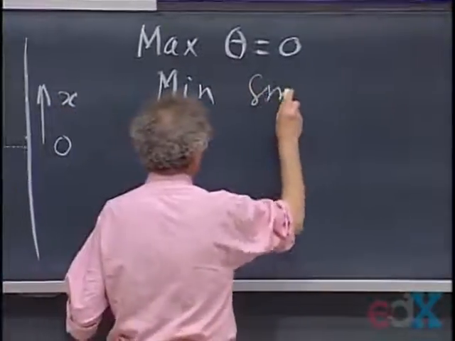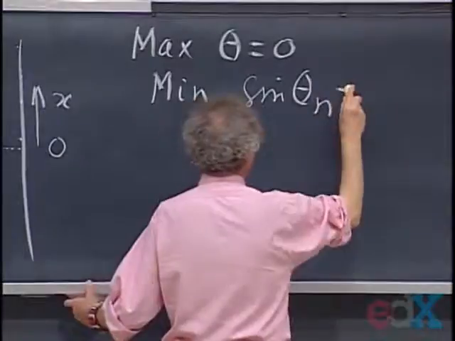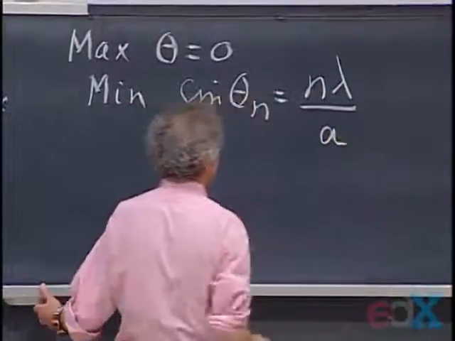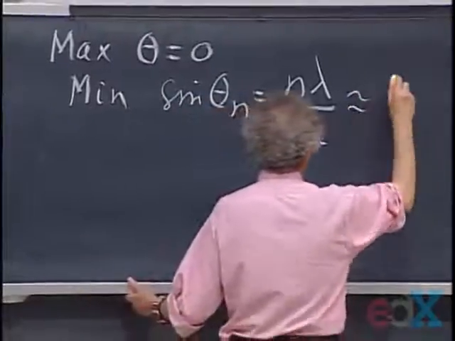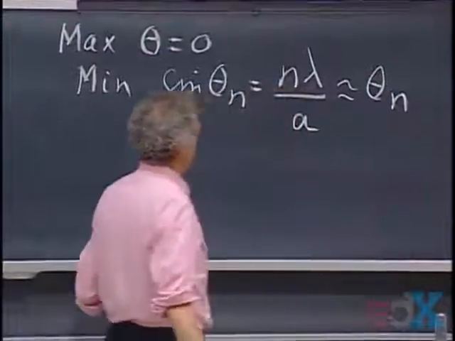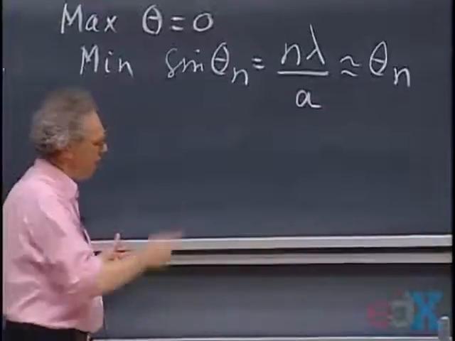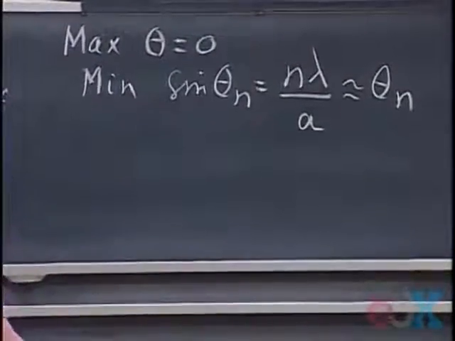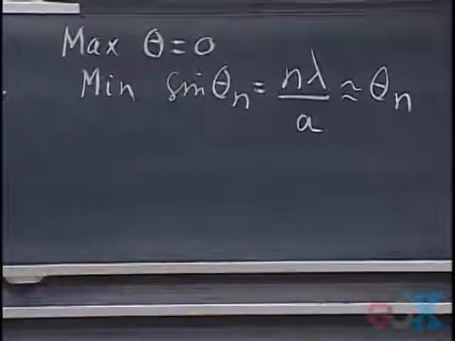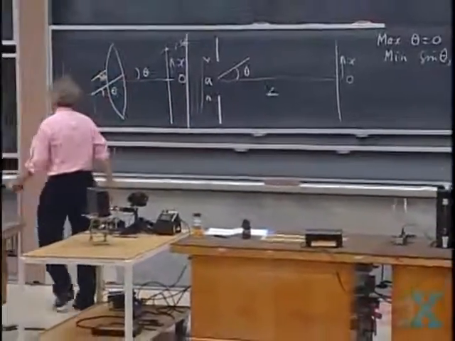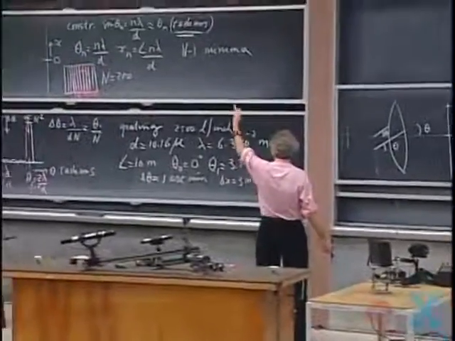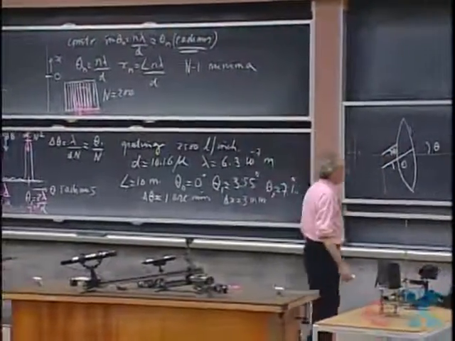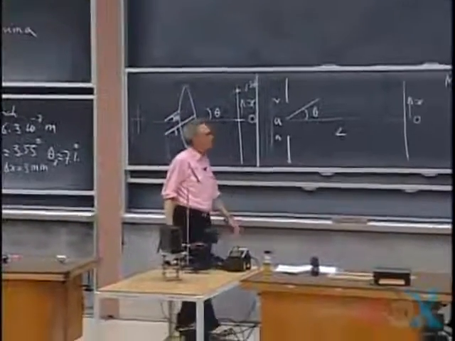The sine of theta n equals n times lambda divided by a. And for small angle approximation, this is the same as theta n in radians. When you see that equation, your first reaction should be that maybe I goofed by a factor of 2, because that's the same equation that we have there, and then we have a d there. So how can we have minimum here where we have maxima there? Well, the situation is different.